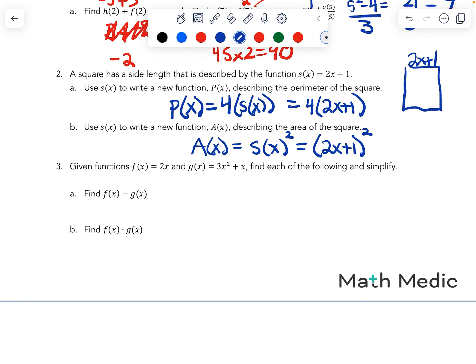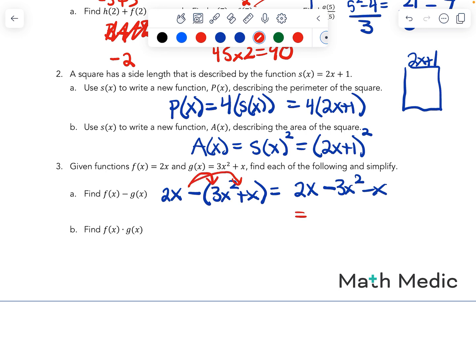Given the function f of x equals 2x and g of x equals 3x squared plus x, find each of the following and simplify. So f of x minus g of x. So 2x is our f of x minus 3x squared plus x. And if we simplify, this is 2x minus 3x squared minus x, because again, we have to distribute that negative. So this would be x minus 3x squared.